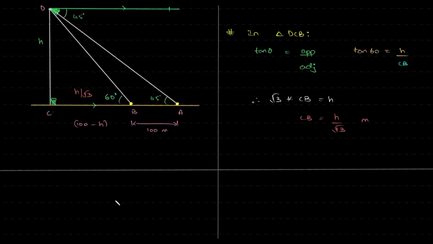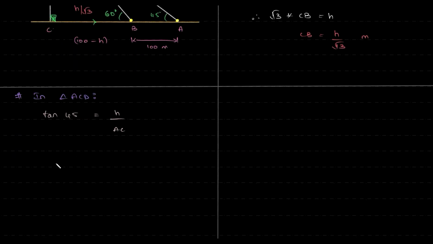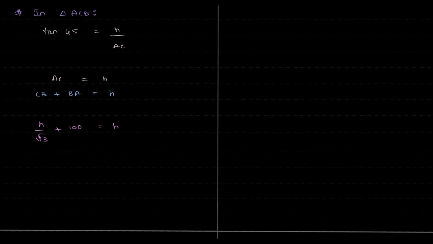And then on to the other triangle. In triangle ACD, we have tan of 45 degrees is equal to h divided by this entire length AC. So AC is equal to h. But AC itself is made up of CB plus BA, which is equal to h, and CB is h by root 3, and BA is 100. So this is going to be a bit of working.